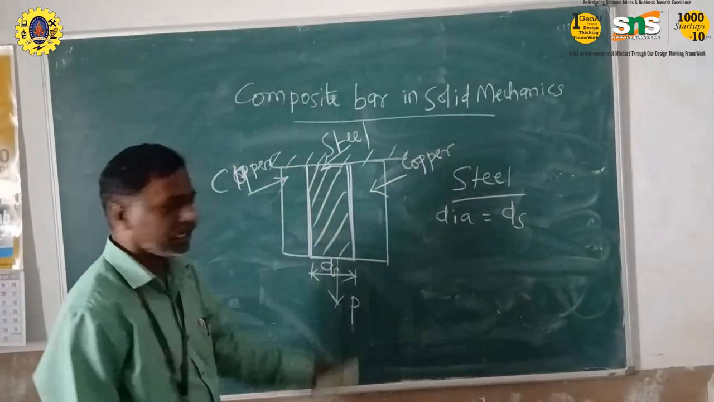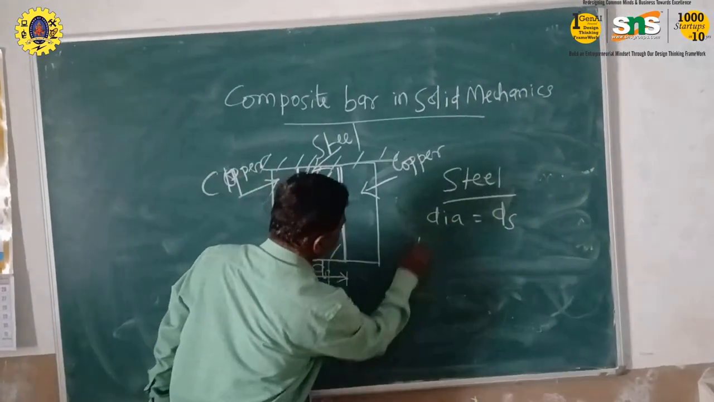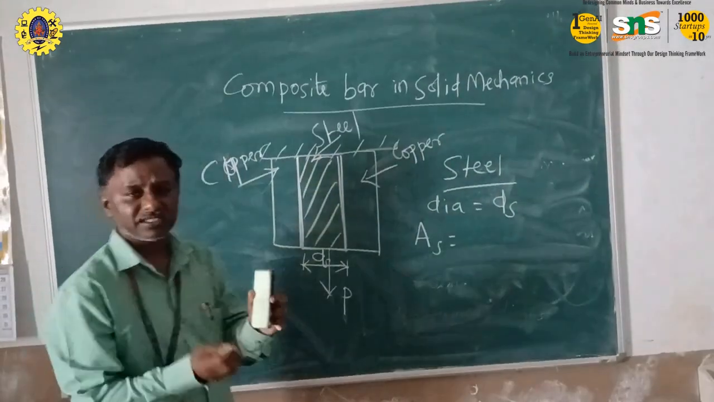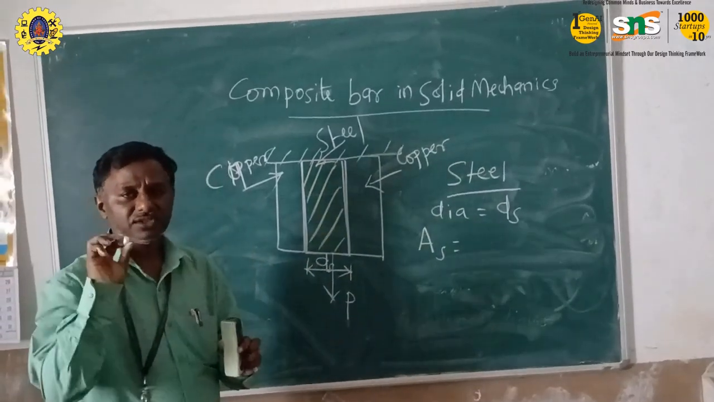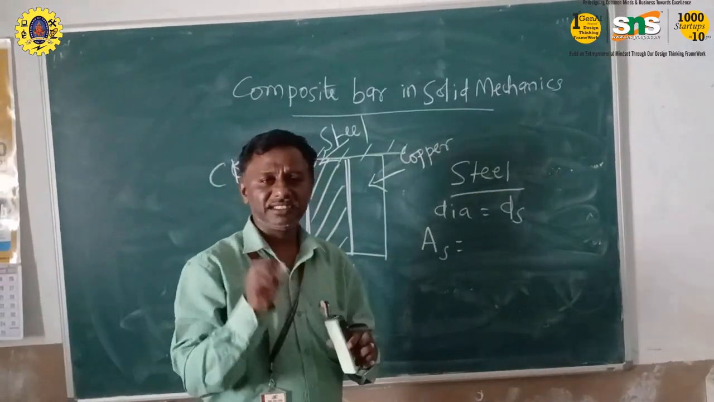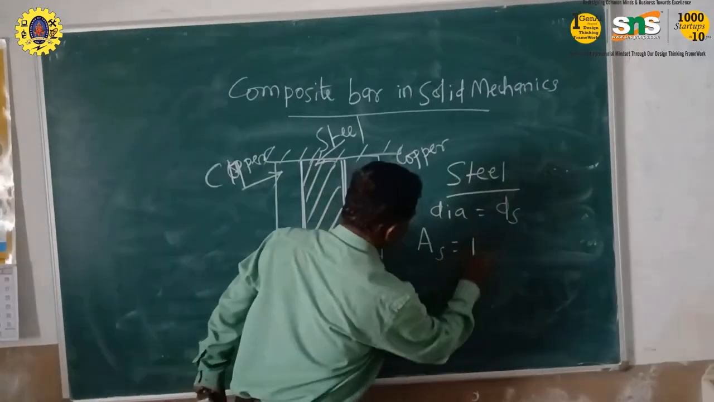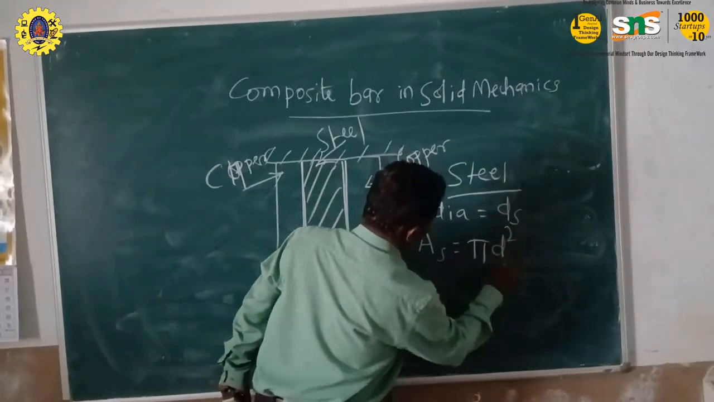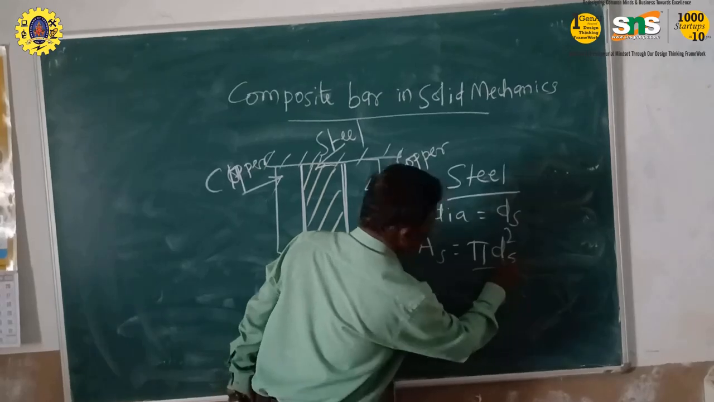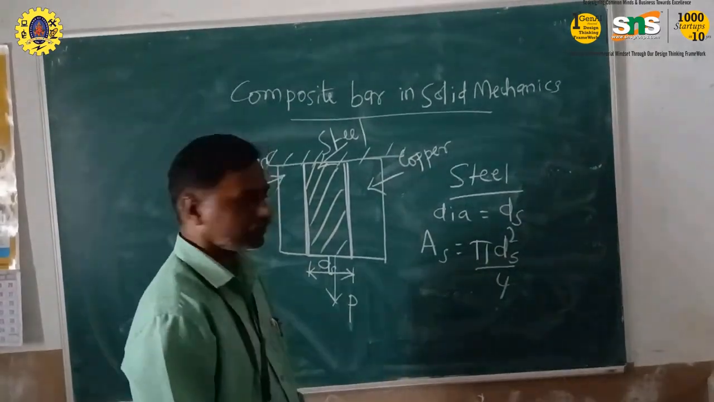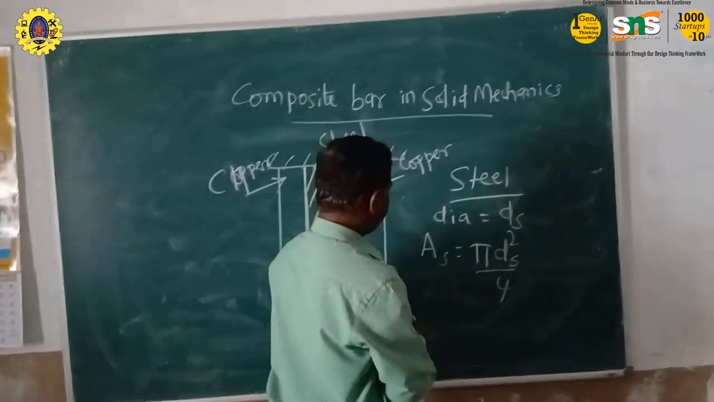And what about the area? The area of steel, let's take the cross section. The cross section is cylindrical, which means the cross section is circular. So pi d square by 4 is the area. Here we are going to apply the diameter ds, as well as for the copper tube.